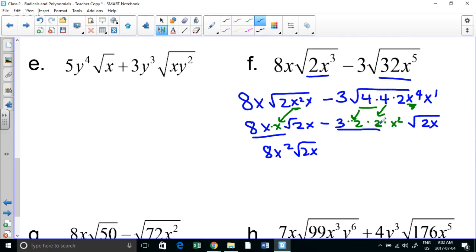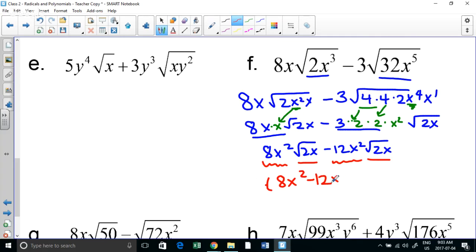Here I get 3 times 2 times 2. So we get 12x squared, root of 2x. So now we see our bases here, our radicals, are identical. So all we have to do is take this coefficient and this coefficient and put them together. So we have 12x squared and we have the root of 2x. Simplifying this, we can add x squared and x squared, get a 4x squared. We're still left with the root of 2x.